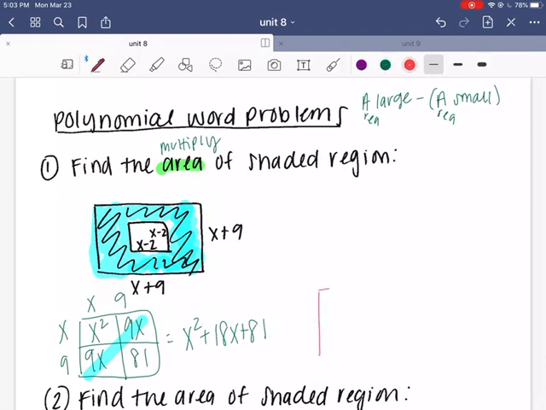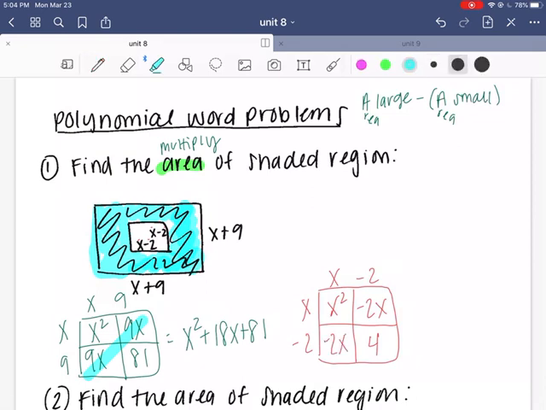Next, I've got to find the area of the small. I'm doing that same process here because this is also a 2 by 2. X and negative 2, x and negative 2. And again, diagonally, make sure that you are adding. So then, okay, I have both of these areas. What am I supposed to do? Well, exactly what we set up here. We're going to subtract them.